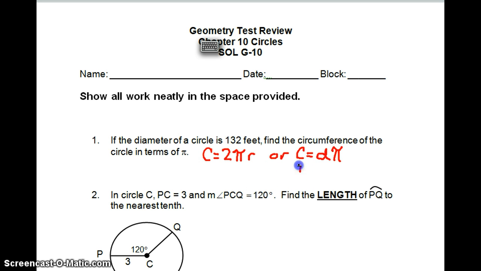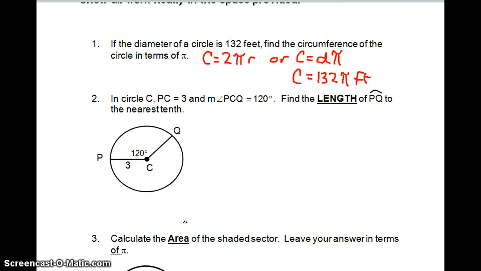So we know the circumference equals the diameter times pi, and we're asked to leave it in terms of pi, so our final answer is 132 pi. And we'll put units on there, feet. That's number 1. Number 2, in circle C, PC equals 3, and the measure of angle PCQ equals 120.